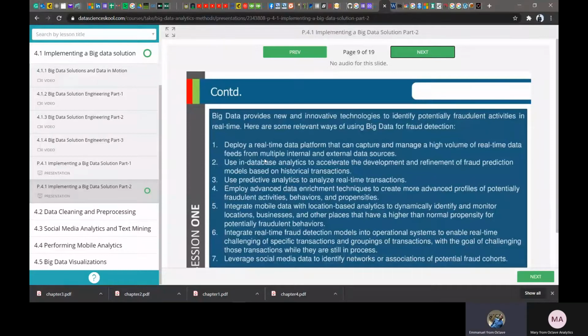After you have that, you use in-database analytics to accelerate the development and refinement of fraud prediction models based on historical trajectory. So based on all this data you have gotten in real time, you can develop some analytic models. Then use predictive analytics to analyze real-time transactions, and employ advanced data enrichment techniques to create more advanced profiles of potentially fraudulent activities, behaviors, and propensities. We have some machine learning programs that can help you do this. In insurance, we have some fraud detection models that help in developing this.